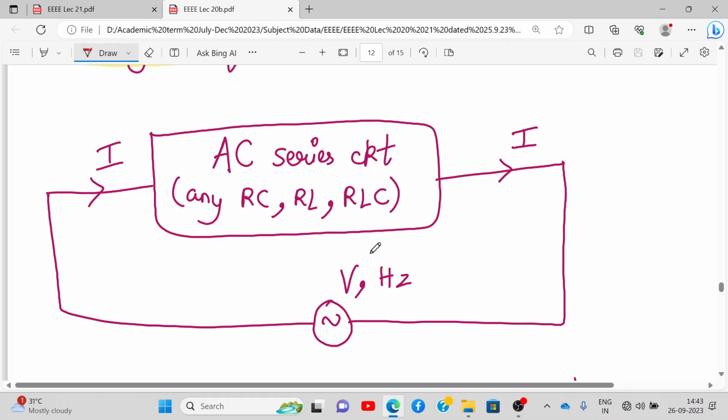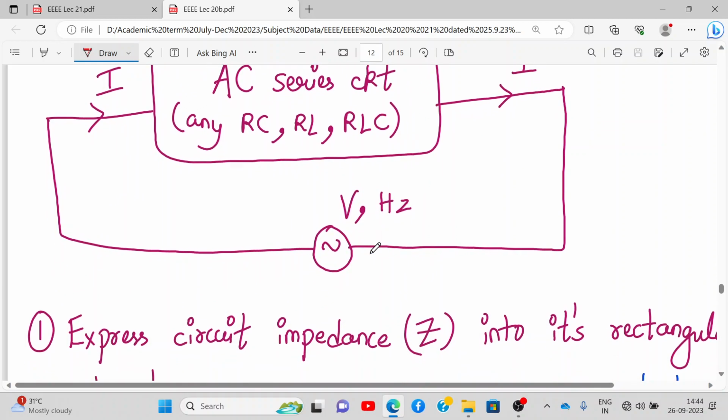So if it is any AC series circuit, whether it is RL, RC or RLC, and you have been applied an AC voltage V of frequency Hertz and AC current I, how will you analyze such a network?